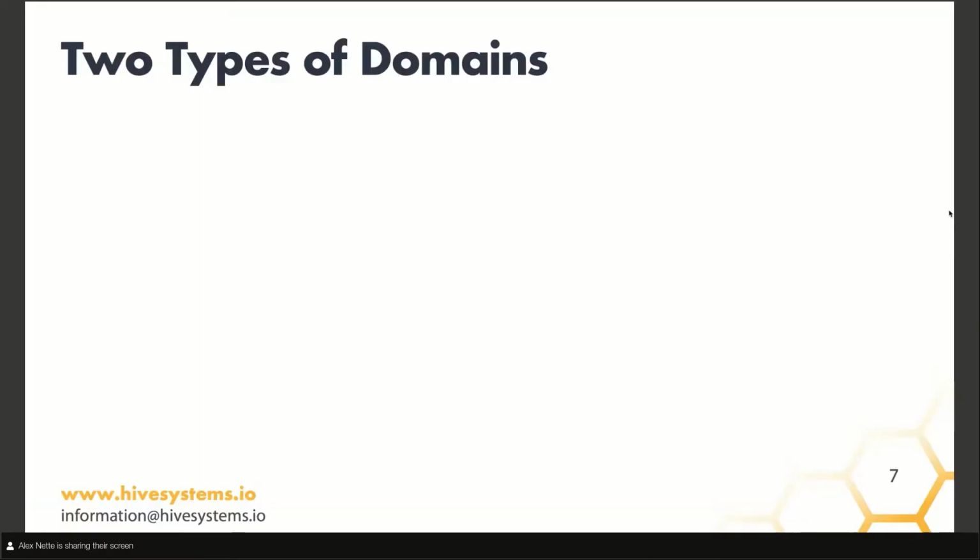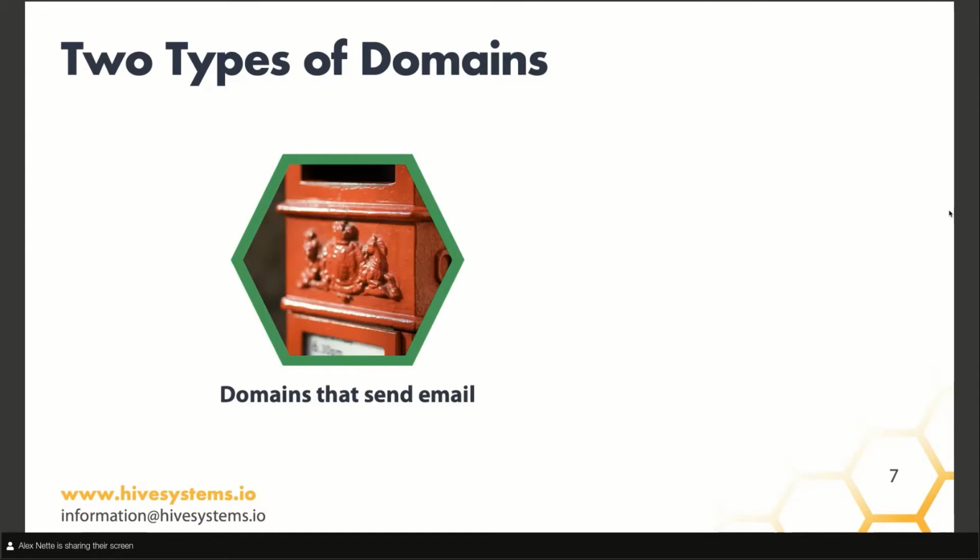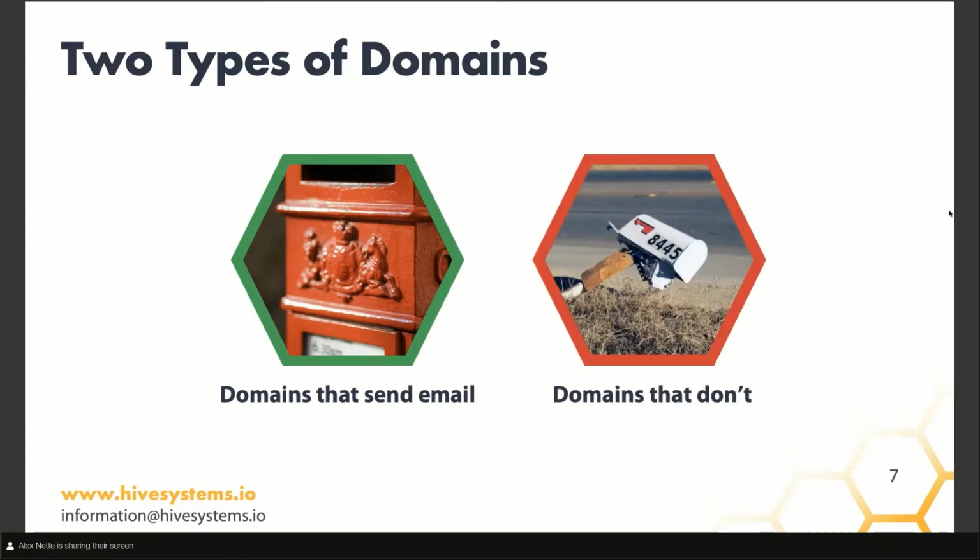So there are two types of domains that most companies have. The first, domains that send email. So this might be your core domain, like hivesystems.io for us. And you may have domains that don't send email. These might be things you bought as domains that are for future purposes or other domains that you bought to sit on them. So maybe they are domain names that are similar to your domain, like hivesystems.net or something else. And so while you don't actively use them, you wanted to own them.